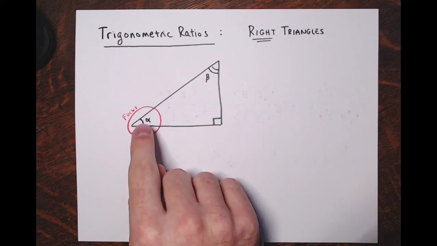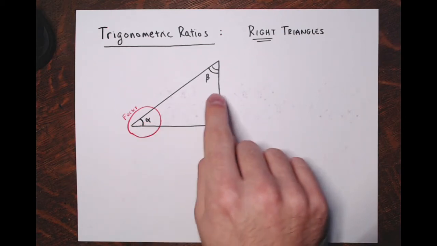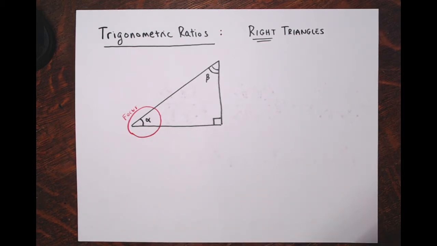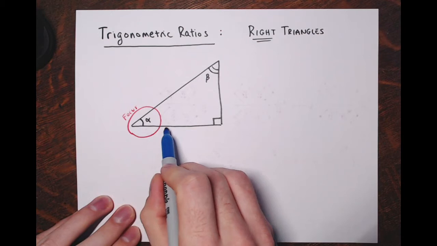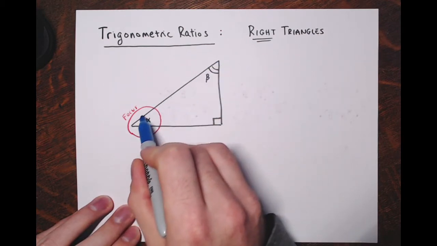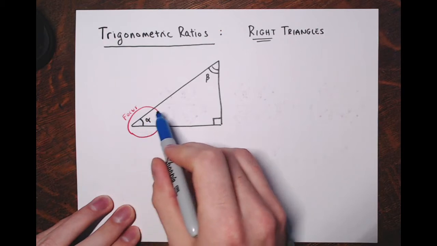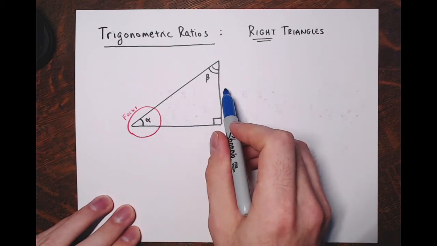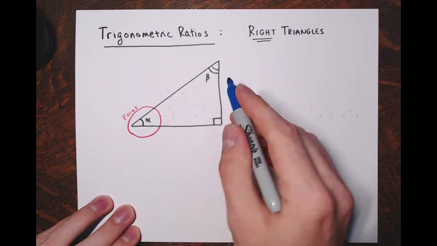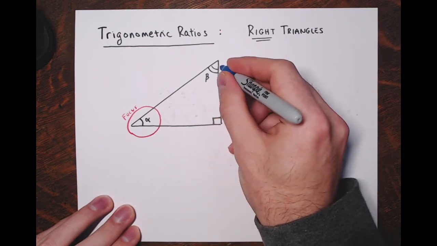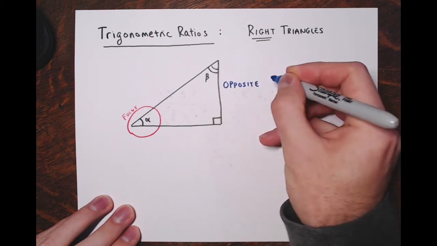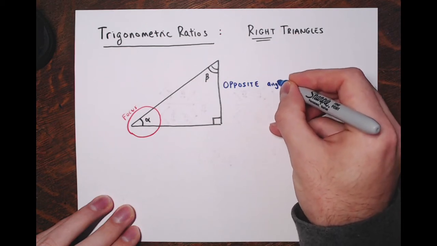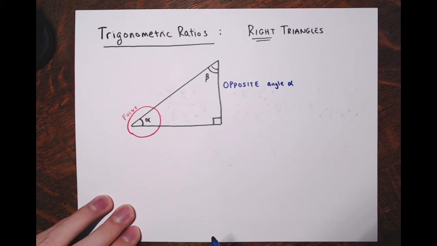If we focus on angle alpha, then we can name the side lengths in certain ways. You see how these two sides form angle alpha. The side that doesn't form the angle, the side on the opposite side of the triangle, this side here, we'll call the opposite side. This is opposite angle alpha.